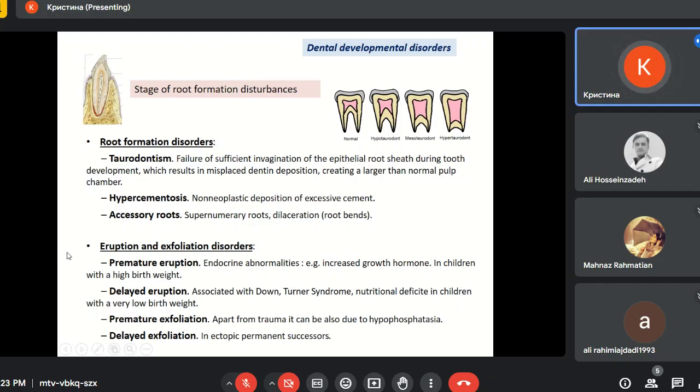And also we can have the eruption and exfoliation disorders, such as premature eruption, delayed eruption, premature exfoliation, and delayed exfoliation.